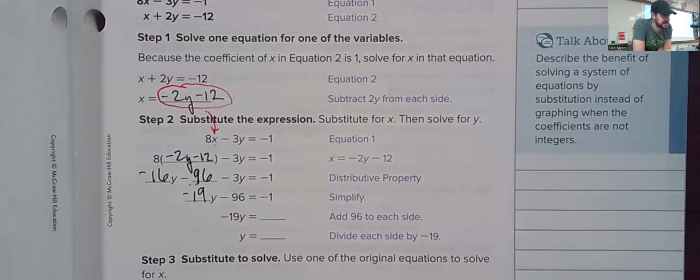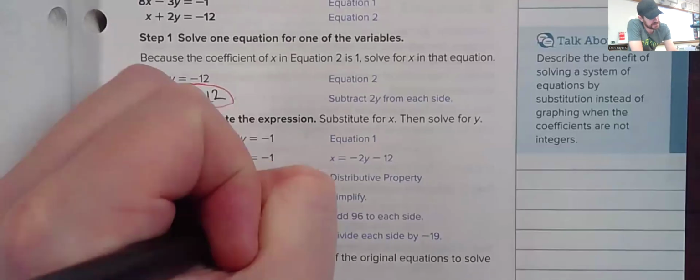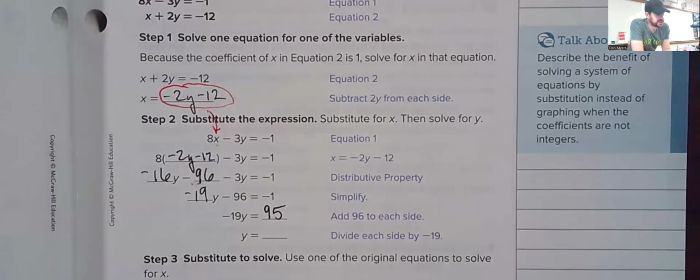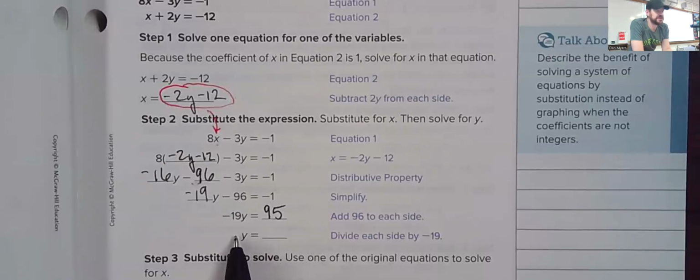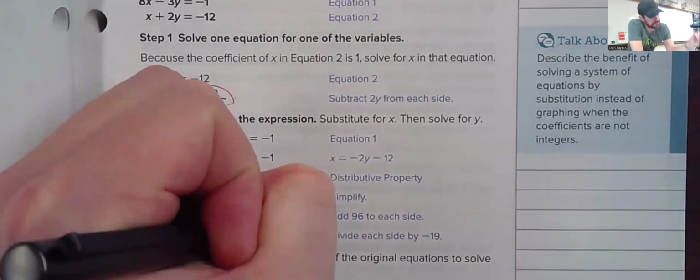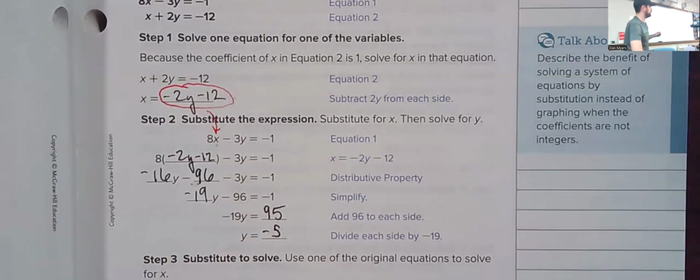Then we're going to add 96 to both sides. Negative 1 plus 96 is positive 95, which should be equal to negative 5 then, right? When you divide 95 by negative 19 equals negative 5. So the y value is negative 5. Great. So we solved for one of our variables. Now we need to get x.